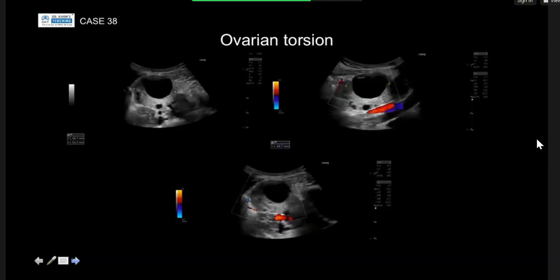So this is a final case. This is just a case of ovarian torsion. The images aren't very great, so I won't make you present this. I just wanted to show you that this is what a torted ovary looks like. So here we've got a very peripherally located, enlarged ovary. You can see it's measuring more than 4 centimeters in each dimension. And there's an absence of flow within that ovary in keeping with an ovarian torsion.